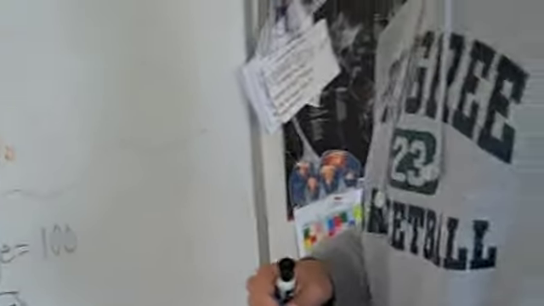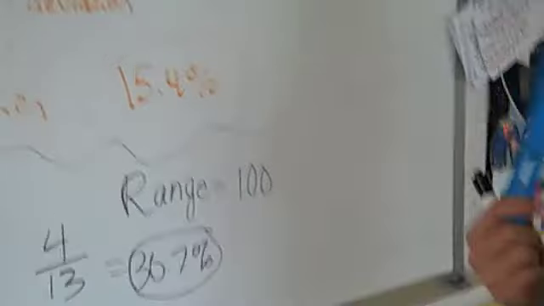And some extra information is that sometimes the question will ask you to find the range. And in this set, the highest number was 100 and the lowest was 0. So our range was 100. And that's it.